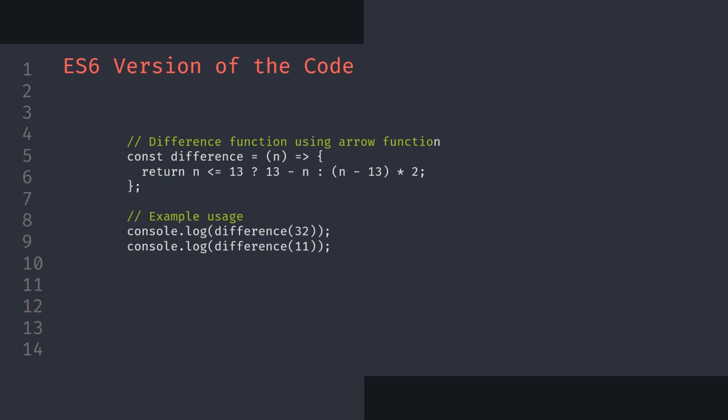For those using ES6, here's the same logic, but in a more concise form using an arrow function and the ternary operator. The result is the same, but the code is shorter.